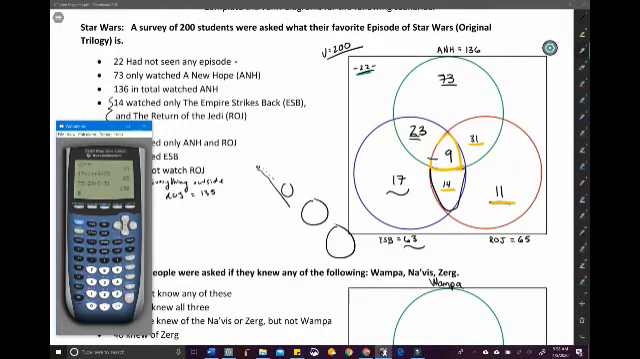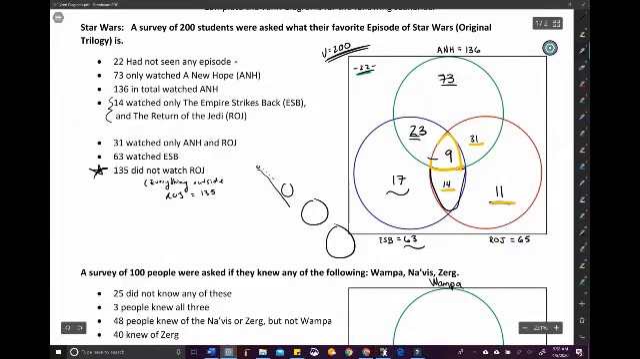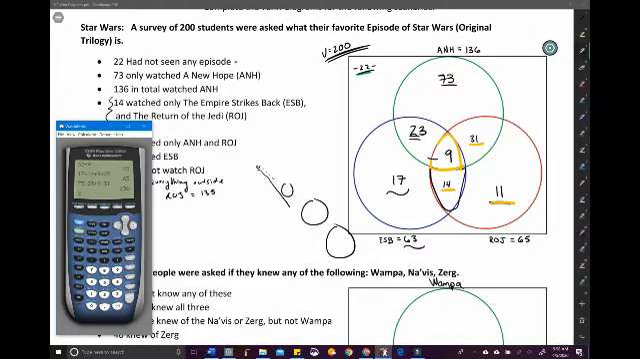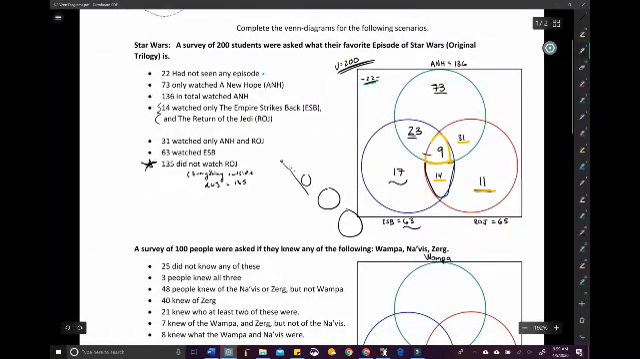So I'm checking A New Hope, 136. And it's always a good idea to check, see if everything in the end adds up to 200. So I'm just going to add together every single piece. 22 outside, 73, 31, 9, 23, 17, 14, and 11. Hopefully I didn't miss anything. I think I did. 200. No, I didn't. Okay, so that is all solved.